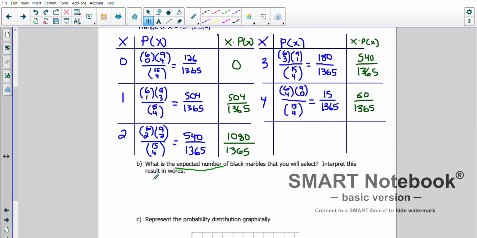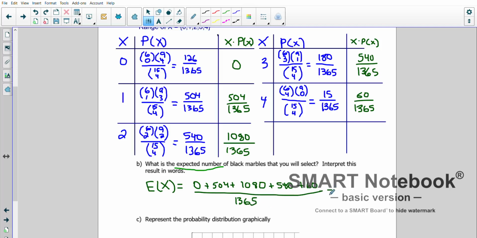Alright, so what is my expected value, denoted E of X? How many black marbles would I expect to pick out on average? So this plus this plus this. I'm just adding up all these green values. They all have the same denominator, so that's why I'm able to add up all those numerators and divide it by 1365.